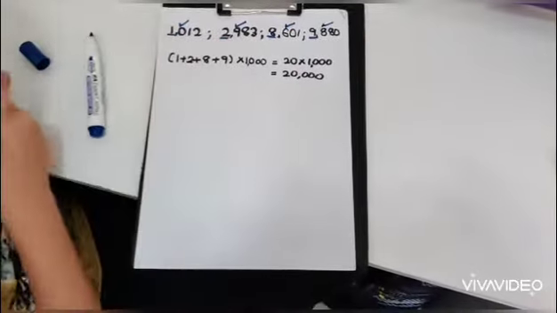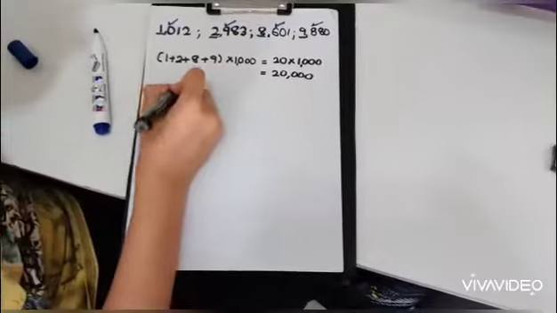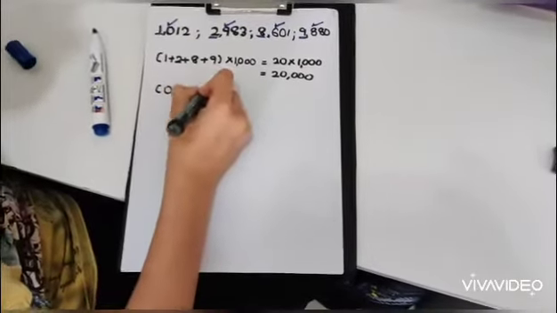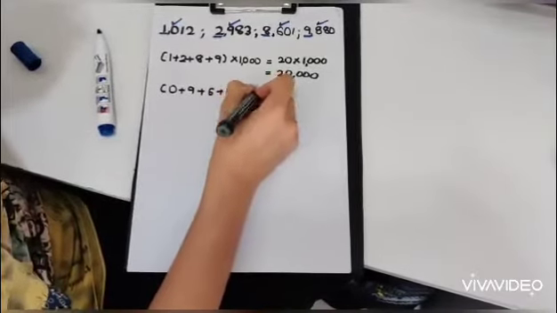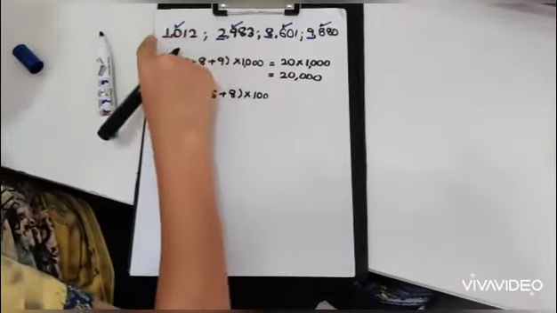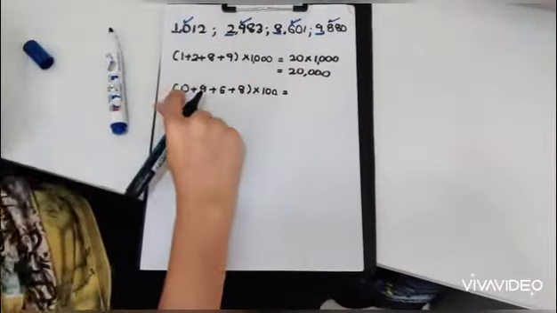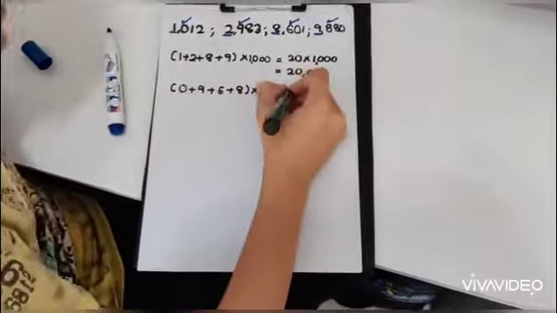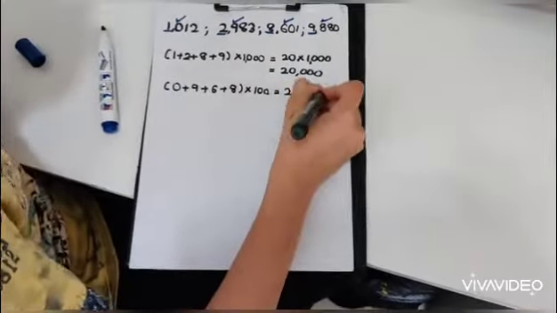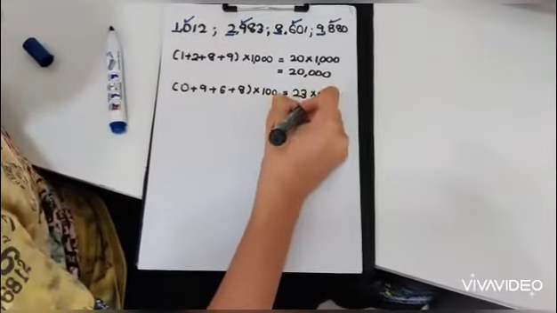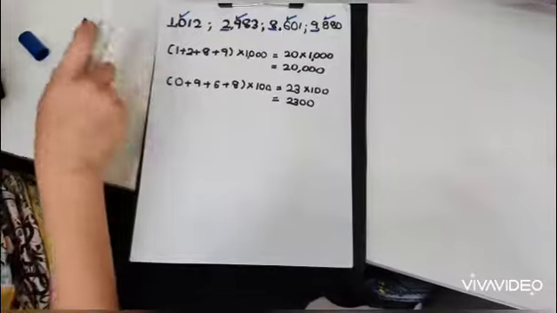We'll just take the sum of all of the hundreds place. Say 0 plus 9 plus 6 plus 8 into 100, since all of these are the hundreds place of all of these numbers. The sum is 23. Now we need to multiply 23 with 100. We get 2300.